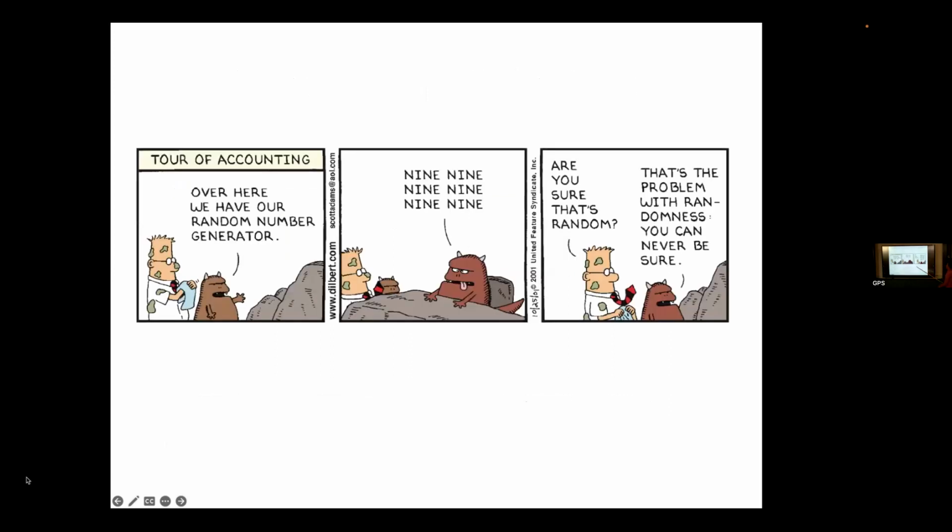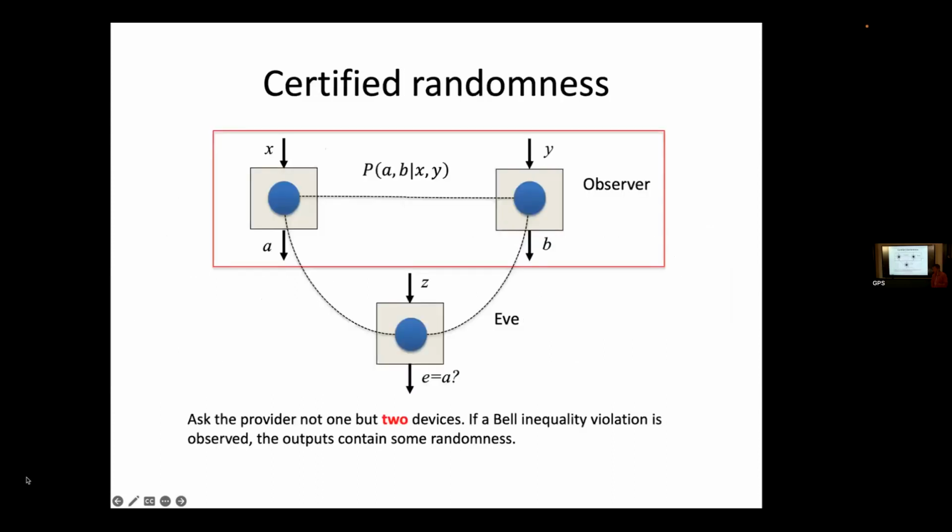So this is what we want to do. Here is you, this is Nicolas, this is the device, and you wonder whether this is random. In the joke, they think that you cannot be sure about randomness. But actually, in quantum physics, you can be sure about randomness. What we ask from Nicolas is two devices, and to perform a Bell test on these devices before running your virtual casino.